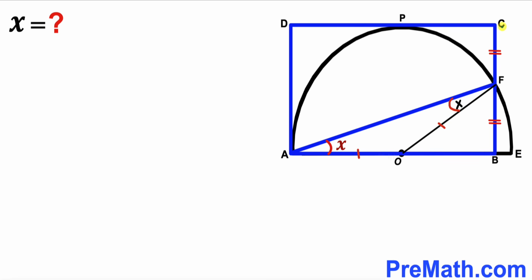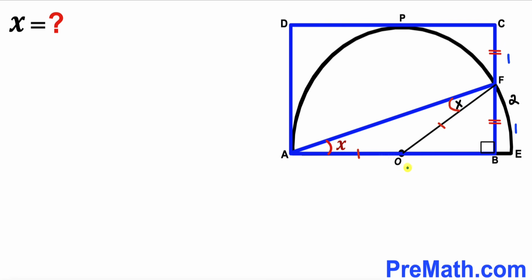Now let's make an observation. We can see that segment CF equals segment BF. For the sake of simplicity, if I label this segment as 1 unit, then this segment has to be 1 unit as well. So this whole side BC length is going to be 1 plus 1, which makes it 2 units. And furthermore, this angle has to be 90 degrees, since we are dealing with this blue rectangle.